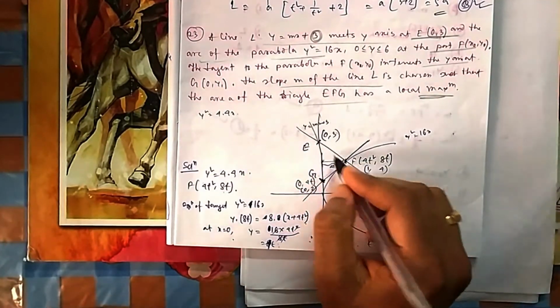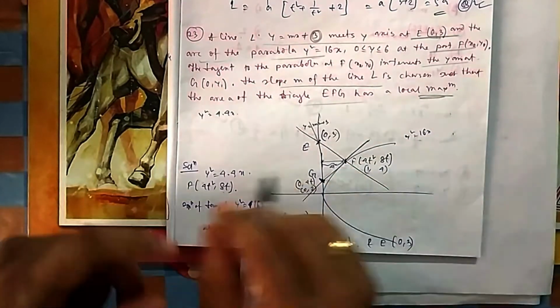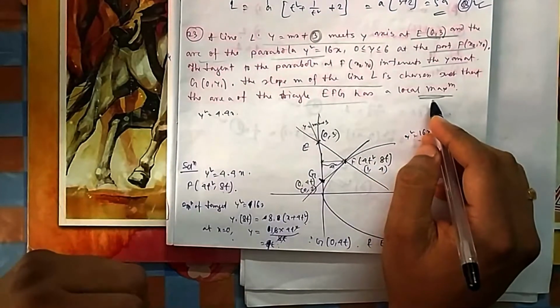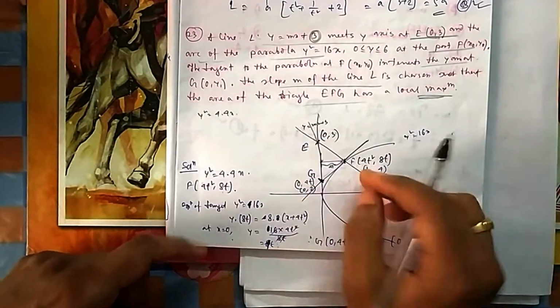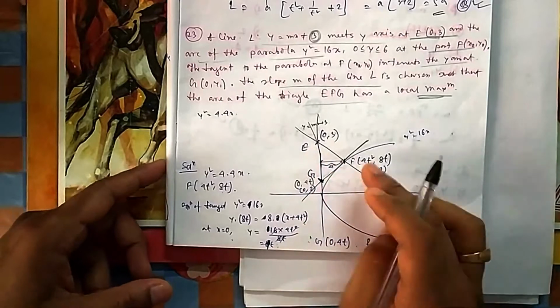So you can find the area of this triangle in terms of t, because you have to maximize the area and get a local maxima. From that you will find the value of t. Once you know t, then all the points are known. So you find the area in terms of t.